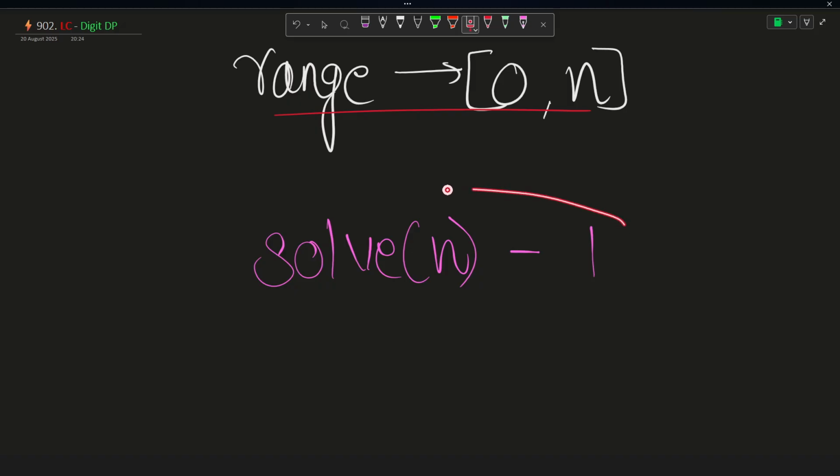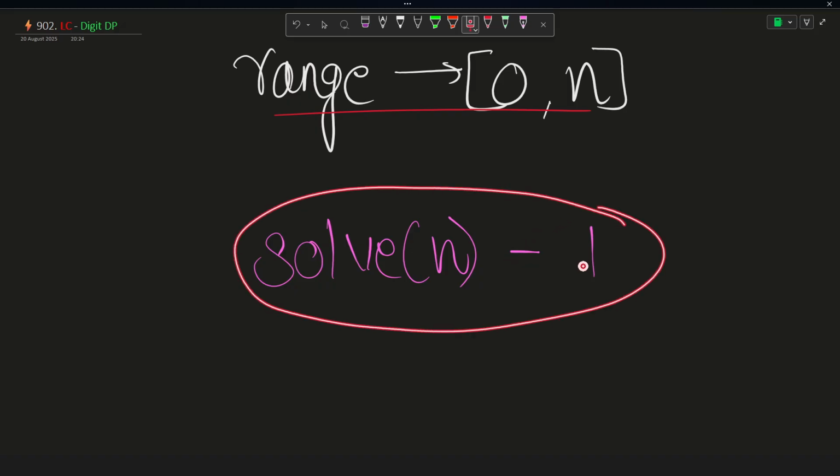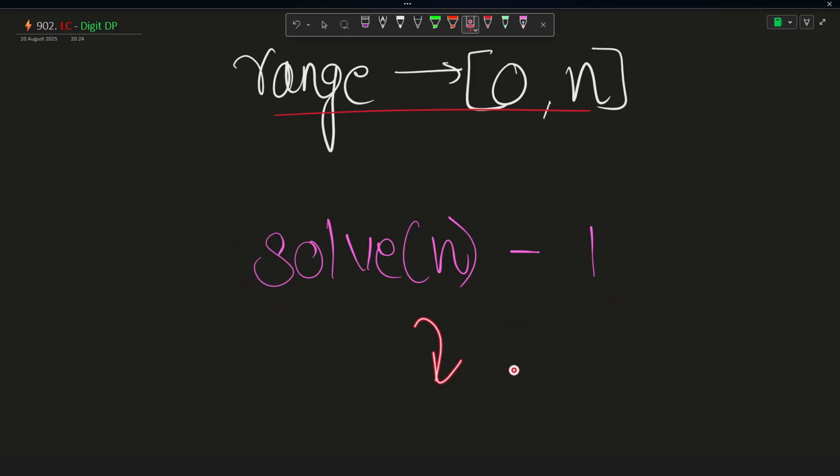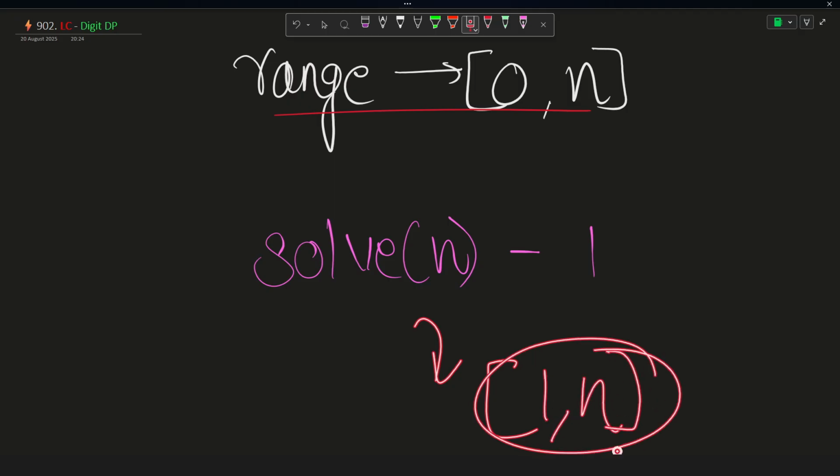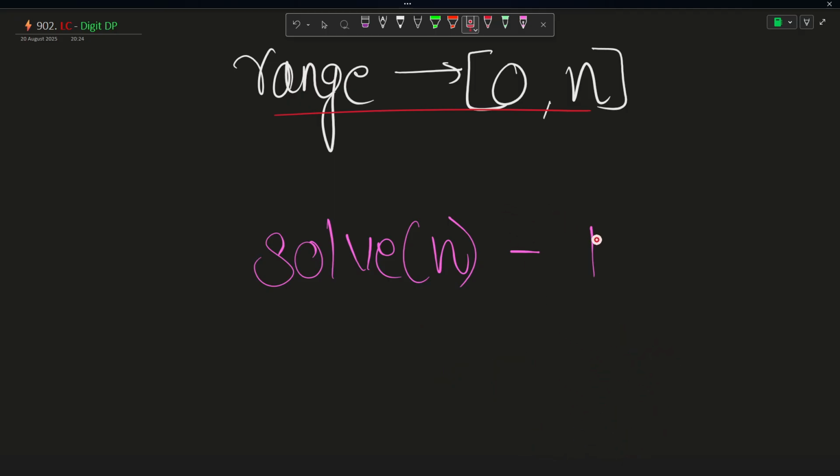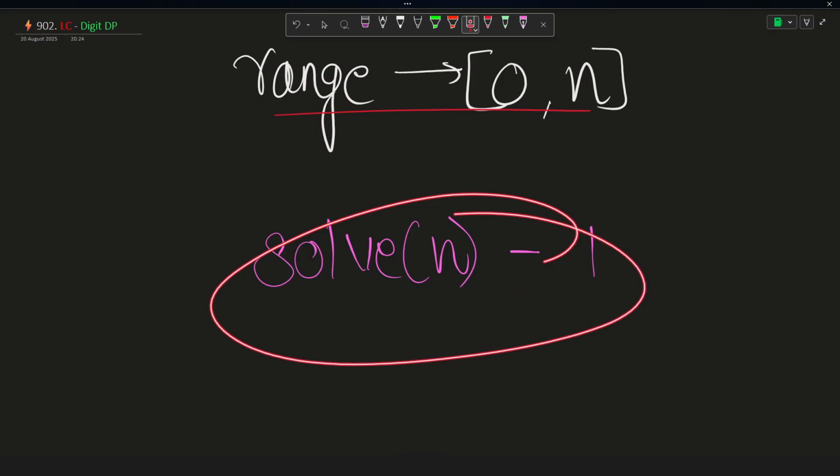So by calling and returning this, that is solve of n minus 1, I am simply checking each and every possible integer in this range, that is from 1 to n, right? And why I am subtracting this explicitly here, you will realize when I write the code at the end. So I hope you got this point. So let us move forward now.